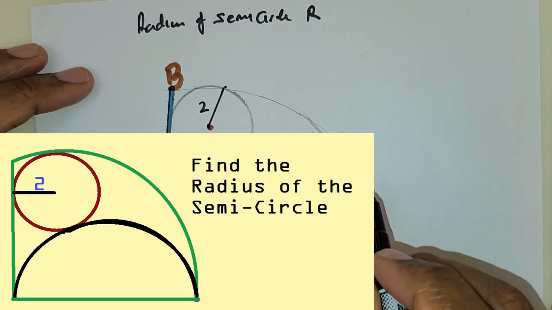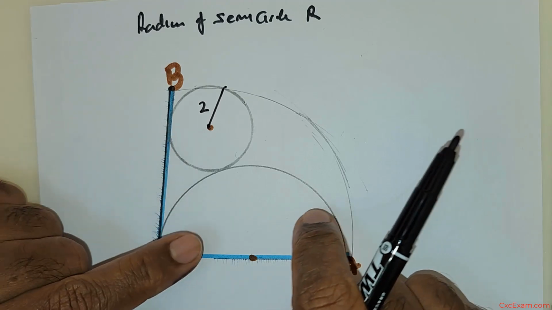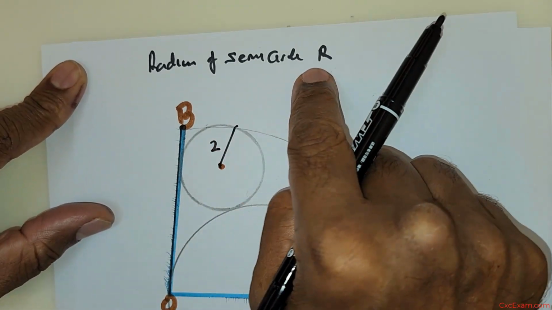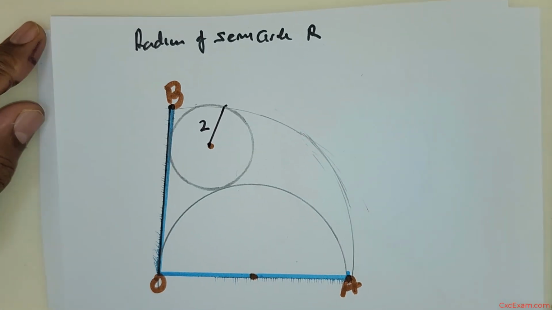Welcome everybody. We are given a quadrant. We have a circle and a semicircle. We're expected to find the radius of the semicircle.